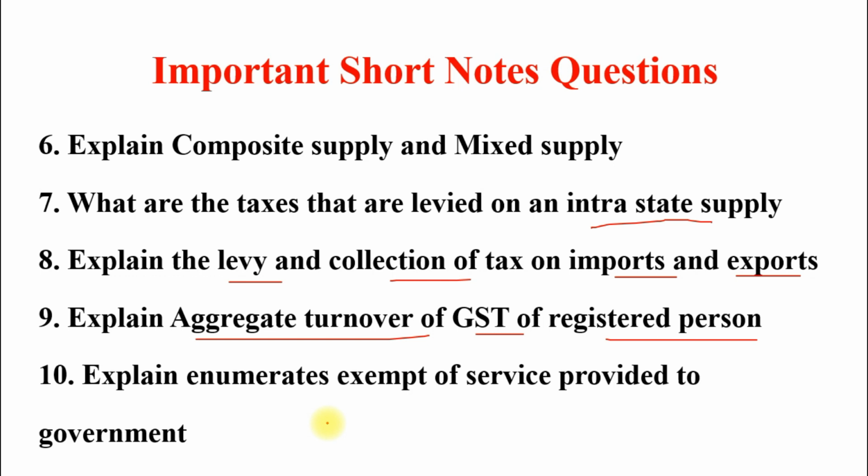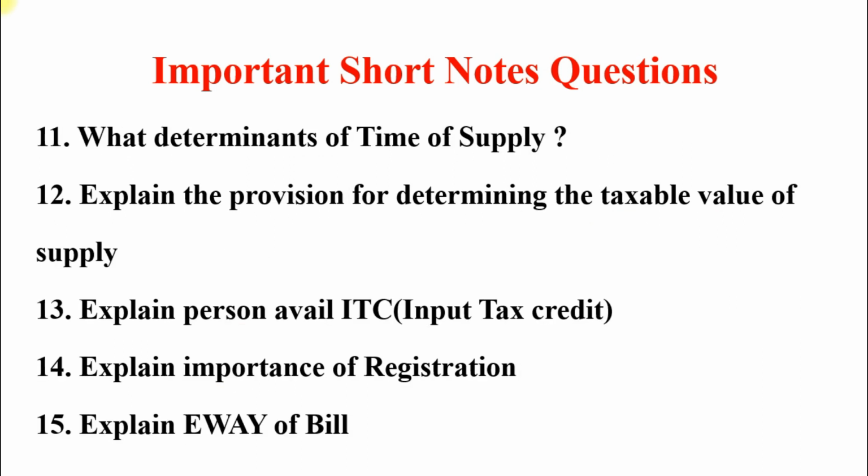Okay, explain the composite supply, mixed supply, very important. What are the taxes which are levied on intrastate supplies? Okay, explain what is levy, what is collection of tax on import and export. Explain what is aggregate turnover and give some examples of exempted services provided to the government. So these are the first 10 short notes which are important. Now let us take the next five.